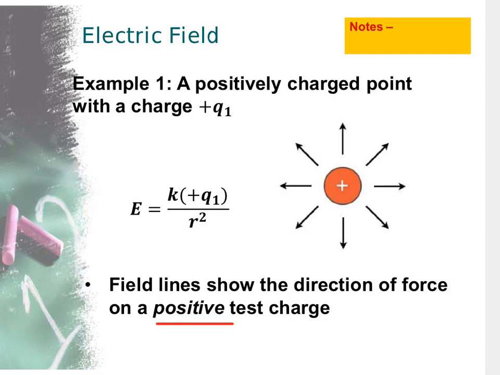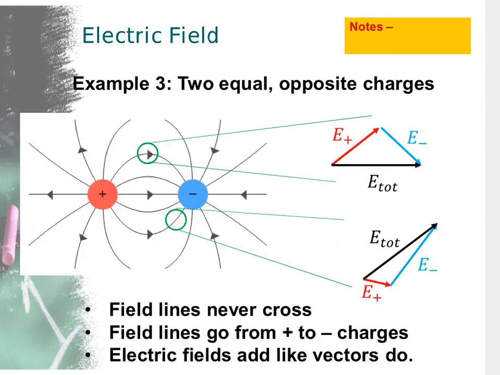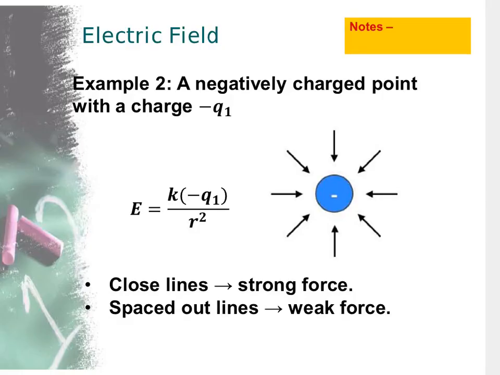Which means if you have a positive charge that you're interested in, all of your electric field lines are going to point away. On the other hand, let's think about a negative charge that we're interested in. Let's say that this has a negative charge of Q1. Now you see that all of the field lines are pointing toward that charge. And the strength of the electric field is equal to K times negative Q1 divided by R squared.